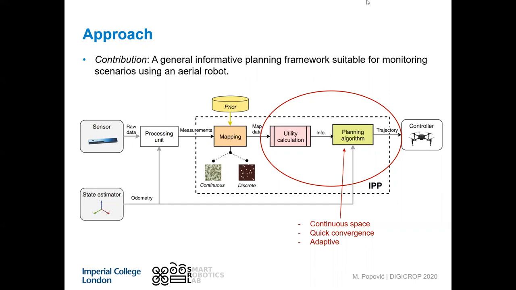To tackle this, we propose using an optimization strategy with an informed initialization procedure. This way, our planner converges quickly, making it suitable for real-time applications. Our approach is also adaptive, so that the robot can replan online as new data are collected, allowing it to focus on interesting parts of the field as they are discovered.